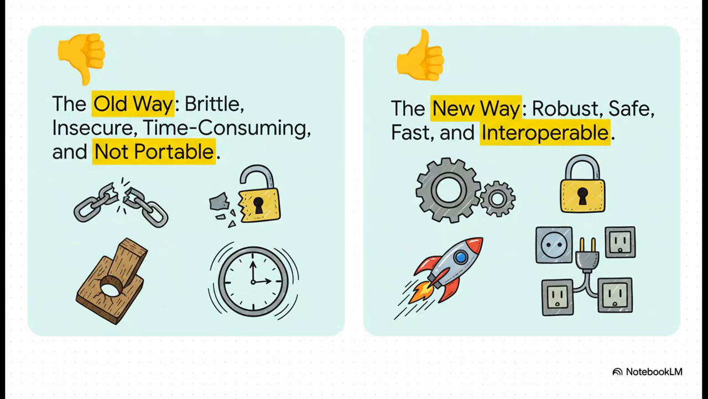This slide really just lays it all out, the cost of doing things the old way. Your integrations are brittle. They break super easily if anything changes. They can be insecure because you're handling credentials in all these ad hoc ways. It's incredibly time consuming. And maybe worst of all, your work isn't portable. So when a better, faster, shinier AI model comes out next month, guess what? You got to do it all over again. The new way, with a standard, promises the exact opposite: systems that are robust, safe, fast, and completely interoperable.